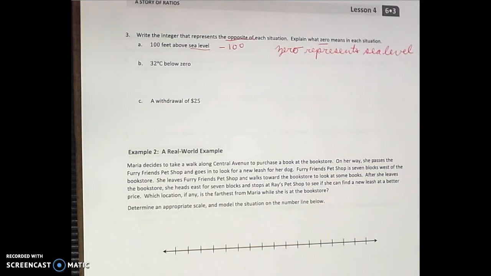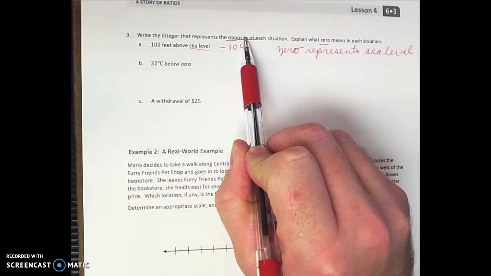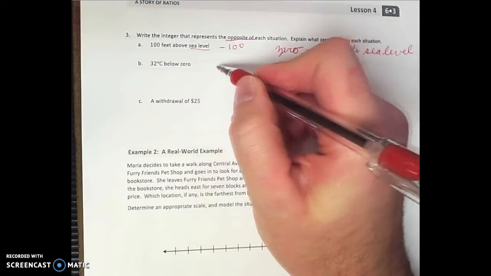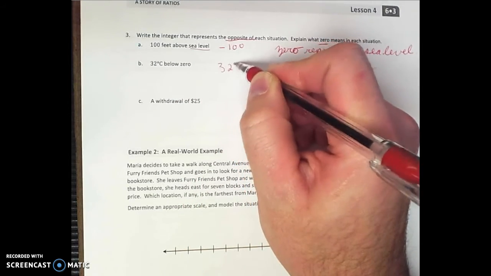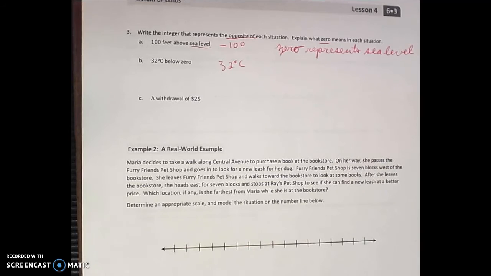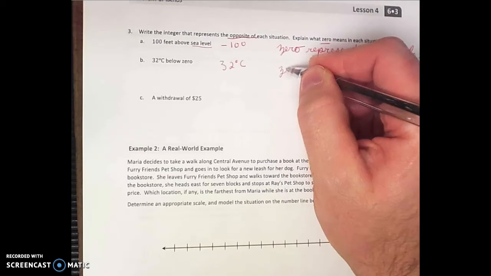Now we take a look at letter B. So now we need 32 degrees Celsius below 0. Again, we want the opposite. So the opposite of that would be 32 degrees Celsius above 0, which would be a positive 32 degrees. So in this case, our 0 is going to represent 0 degrees Celsius.